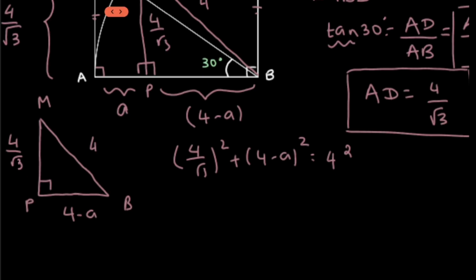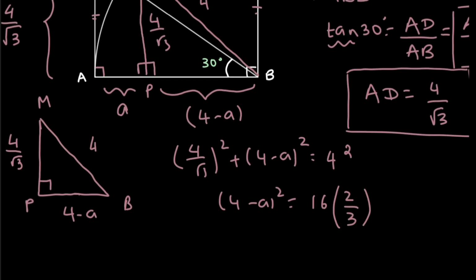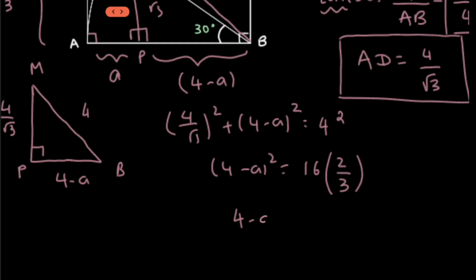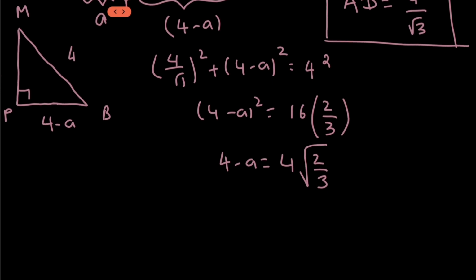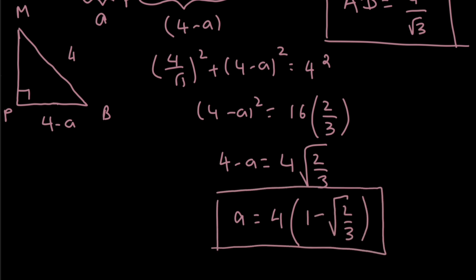Simplifying these things, (4 minus A) the complete square would be equal to 16 times 2 upon 3. Taking square root on both sides, 4 minus A would be equal to 4 times square root of 2 upon 3. Simplifying this to get the value of A, A would be equal to 4 times (1 minus square root of 2 upon 3). So here we have got the value for A, and also we have the value for 4 minus A.